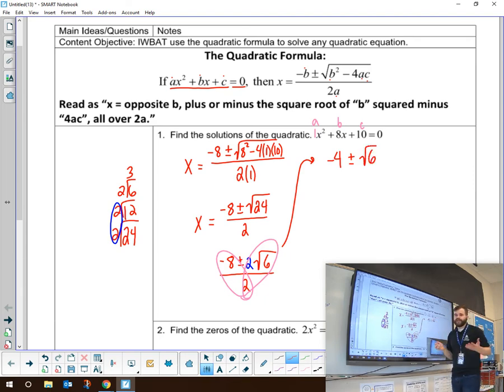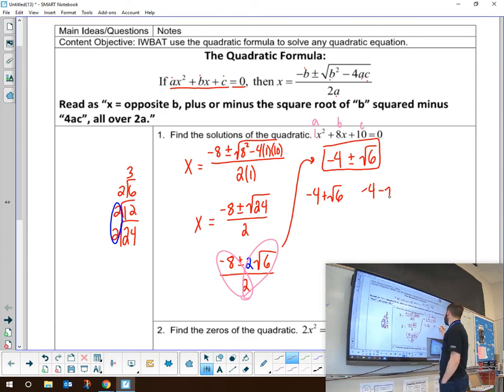So there you have it. There's our answer. We were able to simplify it. Now, you could circle this and make that your answer, but we could also write it as two separate answers. We could write it as negative 4 plus square root of 6, or we could write it as negative 4 minus square root of 6, okay?